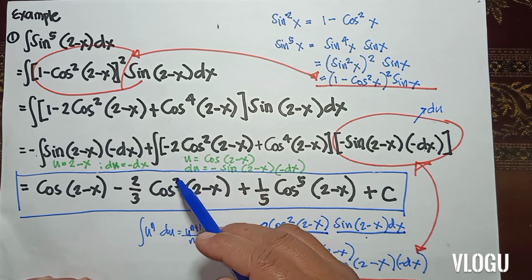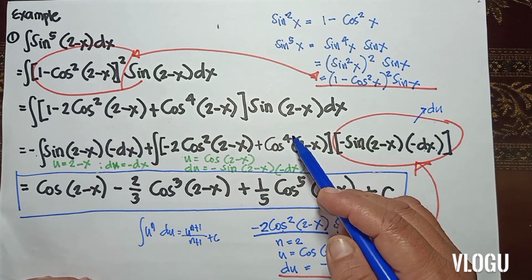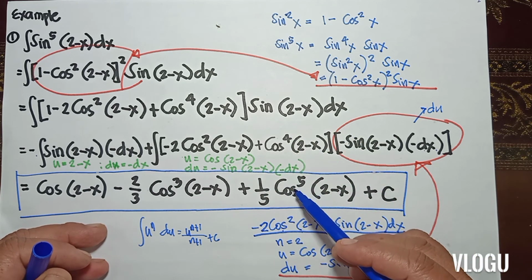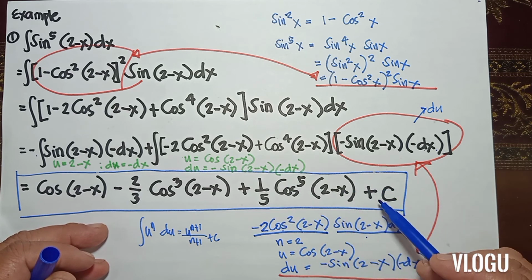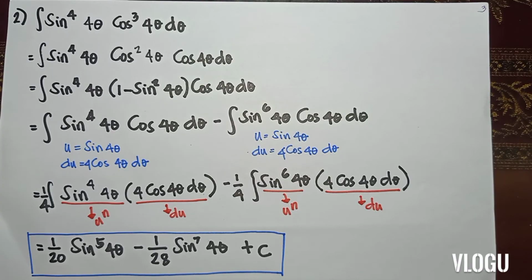So 2 cosine cubed of (2 minus x) over 3 plus cosine to the 4th plus 1, so 5th. So cosine to the 5th over 5, (2 minus x) plus c. So that is now the final answer.